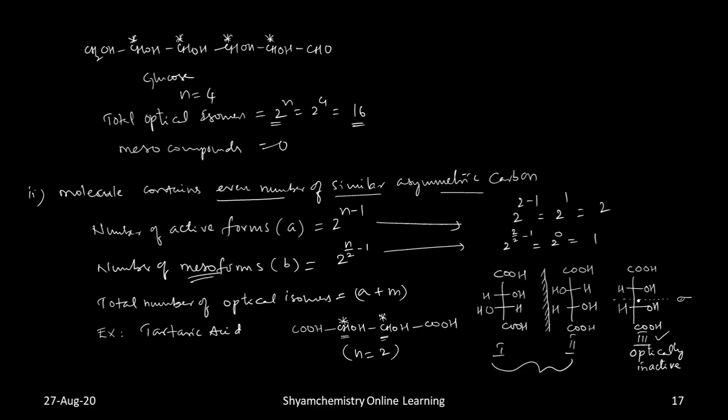It is meso. Right? Meso. One mesoform, two active forms. These two enantiomers are active forms. Total number of isomers by combining these two will give 2 plus 1 equals 3. All these three. Okay. We can calculate by these two formulas the number of active and number of mesoforms for an even number of similar asymmetric carbons. Okay, let us discuss another case, third category.